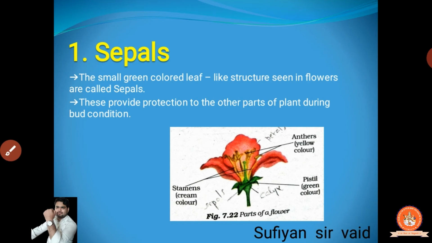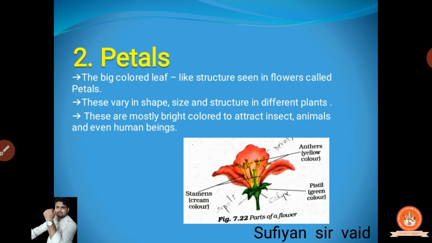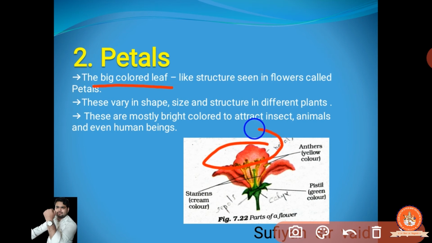Now what is next? The petals, the big colored leaves. Big colored leaf-like structures seen in the flower are called petals. This red color you are seeing in the picture is the petal. These vary in shape, size and structure in different plants.